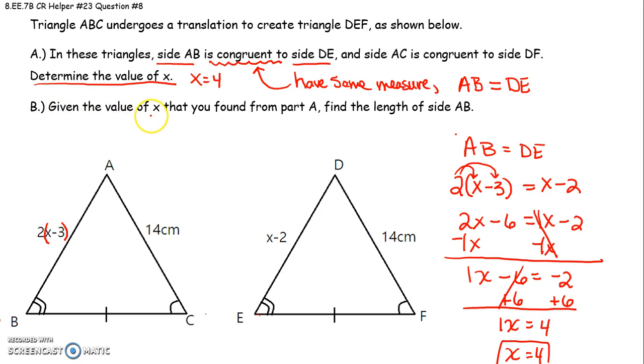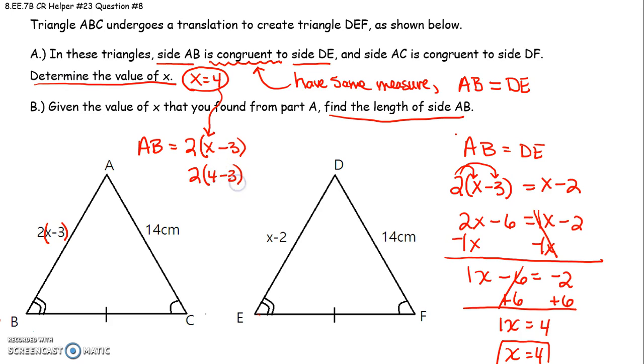Now for part B, given the value of x that you found in part A, so given the fact that we know x is 4, find the length of side AB. Well, we know AB is equal to 2 times the quantity x minus 3. In place of x, I'm now going to substitute the 4. 2 times the quantity 4 minus 3. 4 minus 3 is 1. 2 times 1 is 2. So this side length is 2.